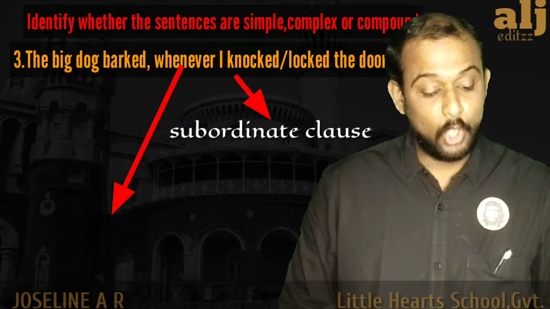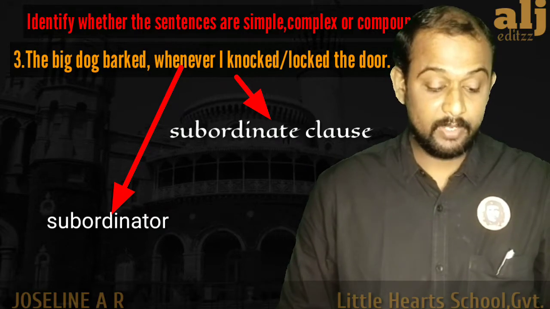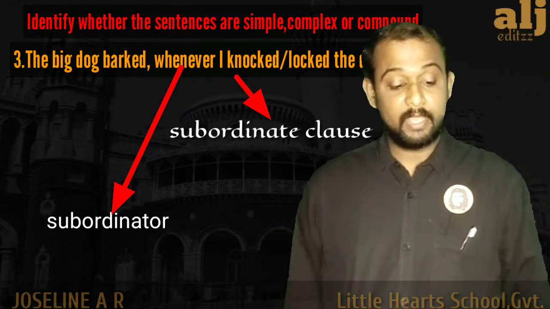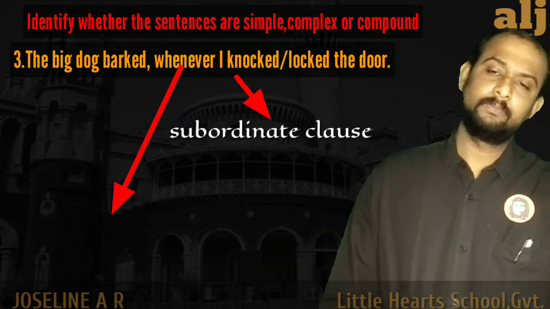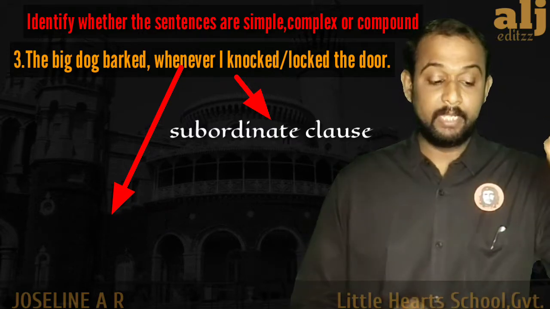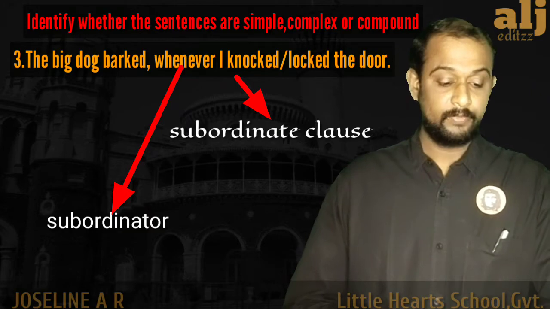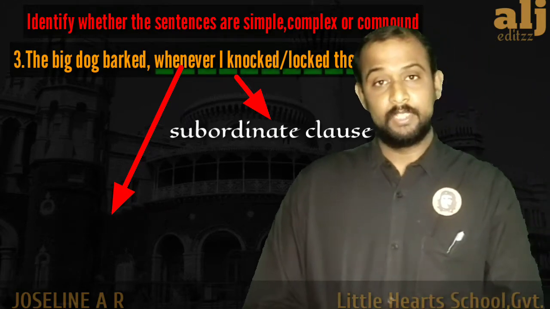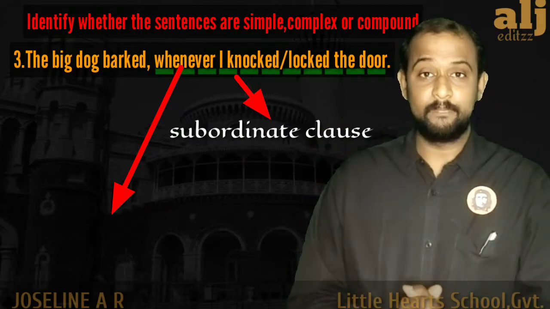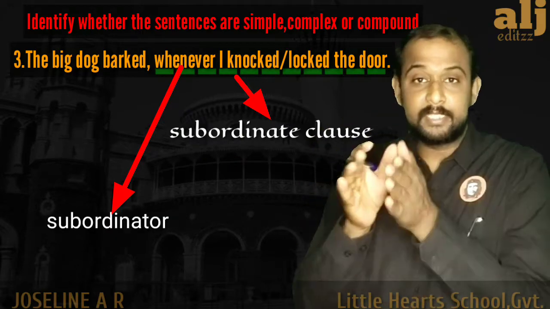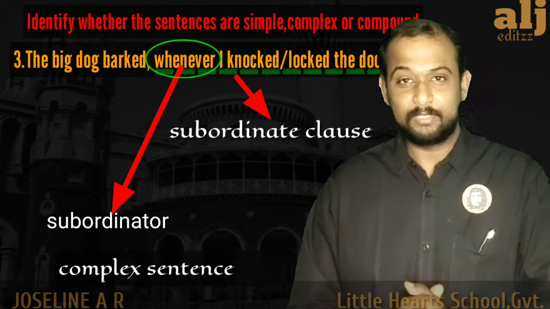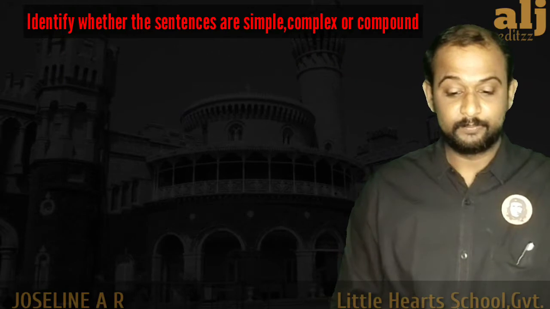The big dog barked whenever I locked the door. Here again we have two clauses. The big dog barked is one clause. Whenever I locked the door is a dependent clause, a subordinating clause, because it is introduced by a subordinator, whenever. So it is also a complex sentence. Got the point? Next one.